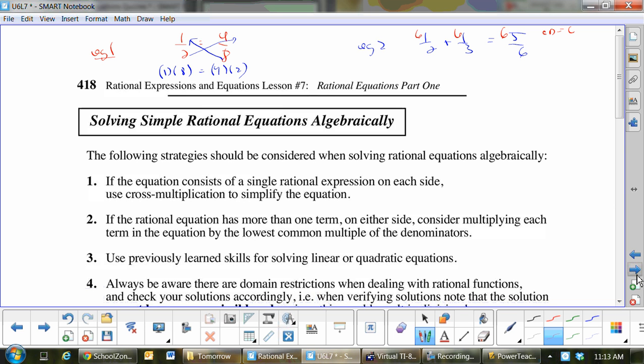And then I go 6 times 1 divided by 2. So I'm right here. What's 6 times 1 divided by 2? So this is 3. Okay, what is 6 times 1 divided by 3? 2. What is 6 times 5 divided by 6? Okay? So, I have changed the equation to read 3 plus 2 equals 5.